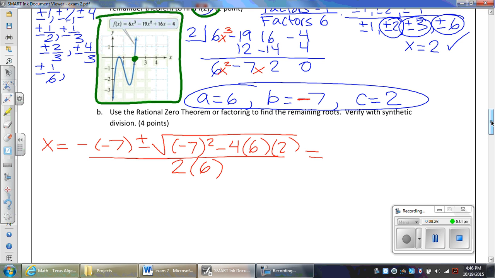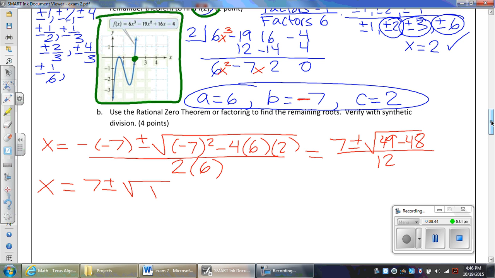And so you should get something like 7 plus minus the square root of 49 minus 48, everything divided by 12. So x is 7 plus minus, what is 49 minus 48? That's 1. Everything divided by 12. So this will be 7 plus minus 1 over 12.